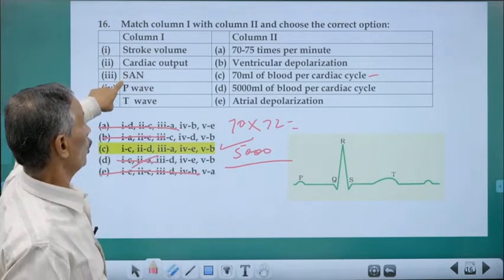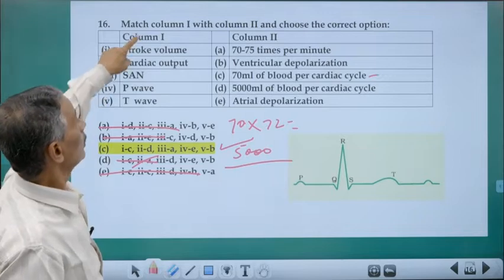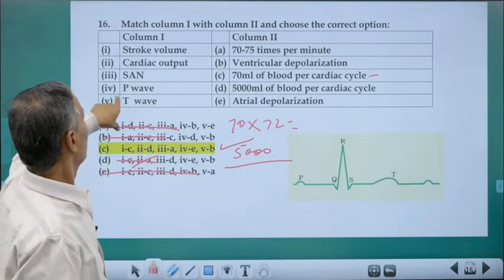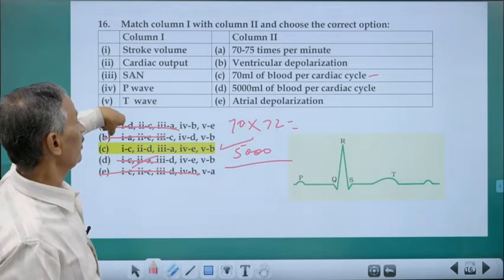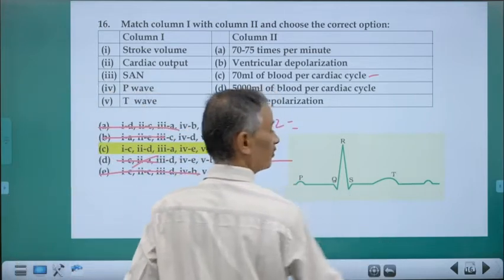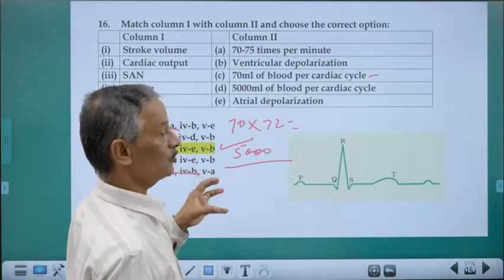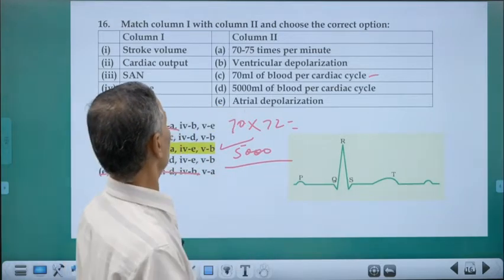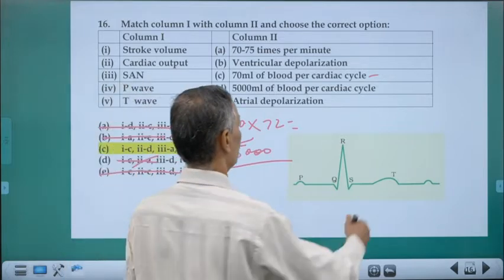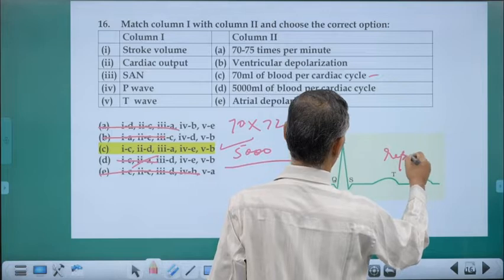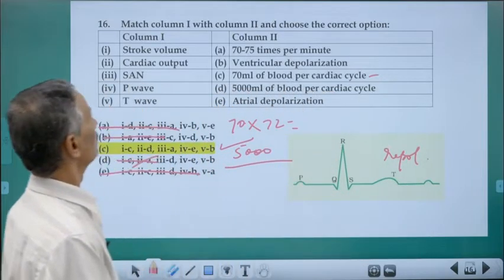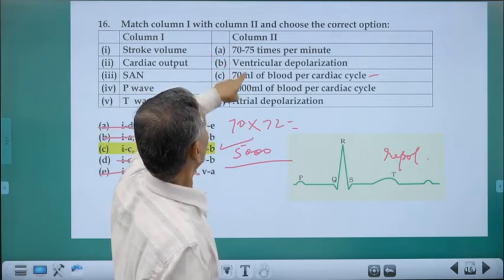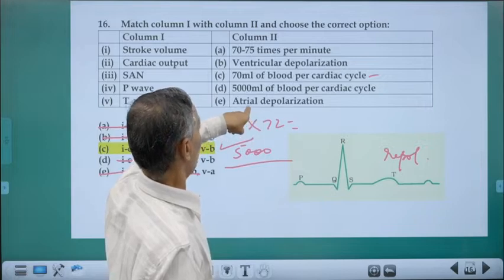SAN, sino-auricular node. This sino-auricular node is having 70 to 75 beats per minute, the rhythmicity. P wave. What are P and T waves? These are all the waves in an ECG. P wave denotes depolarization of the atria. So P wave, atrial depolarization. And what is T wave? Coming back, repolarization of the ventricle. Ventricular repolarization.